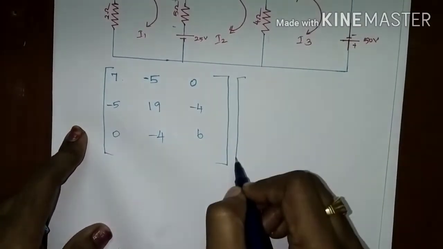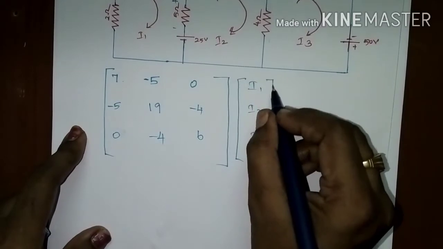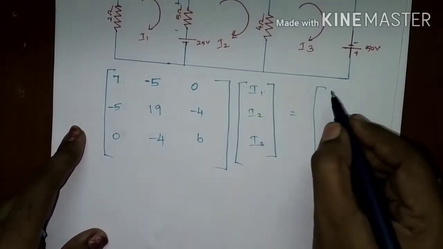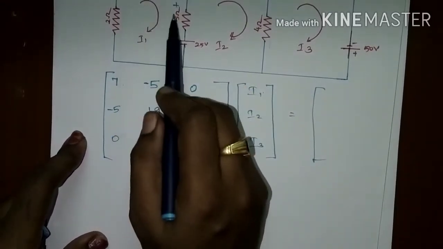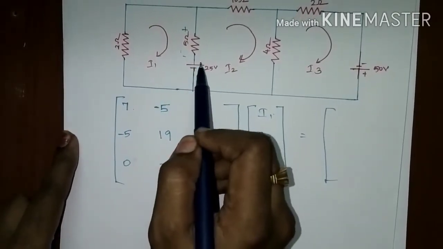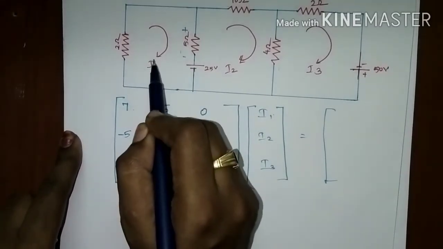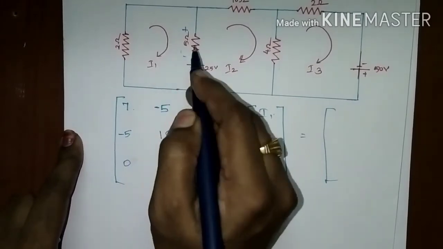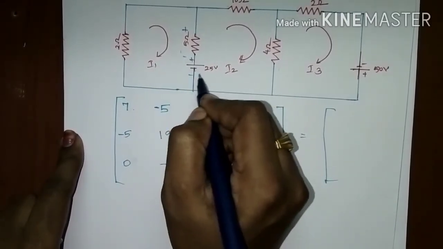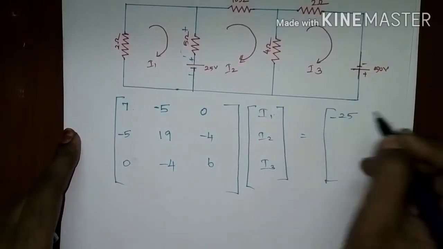So, the KVL matrix equation can be written with I1, I2, I3, which is equal to the voltages. First, the voltage across the first mesh. In the first mesh, there is a voltage source of 25. Check whether this voltage source is driving this mesh current. The current is flowing from positive to negative, so it is not driving this current. So the voltage source is minus 25.